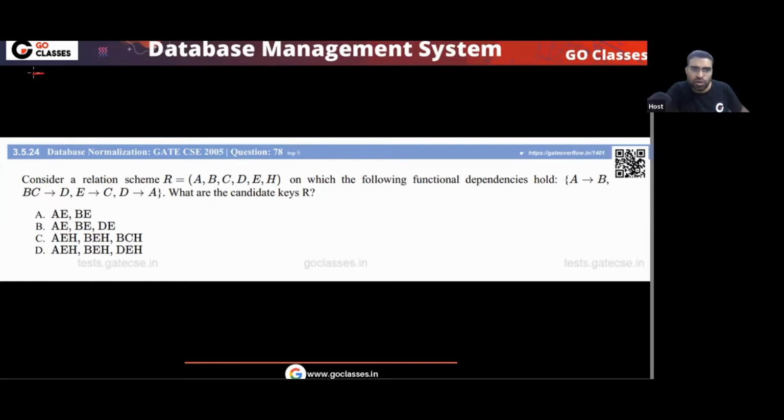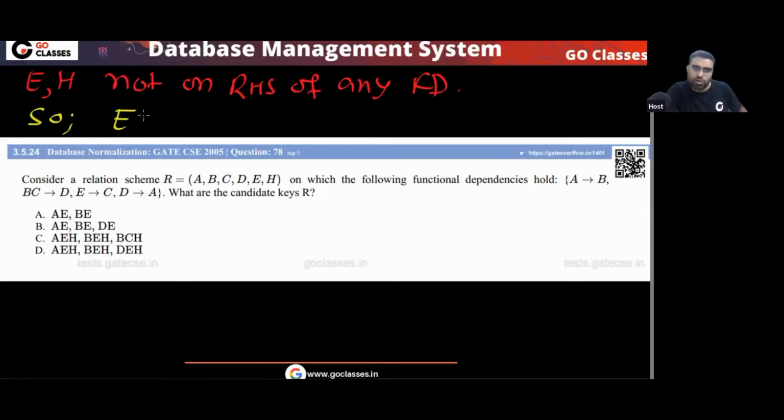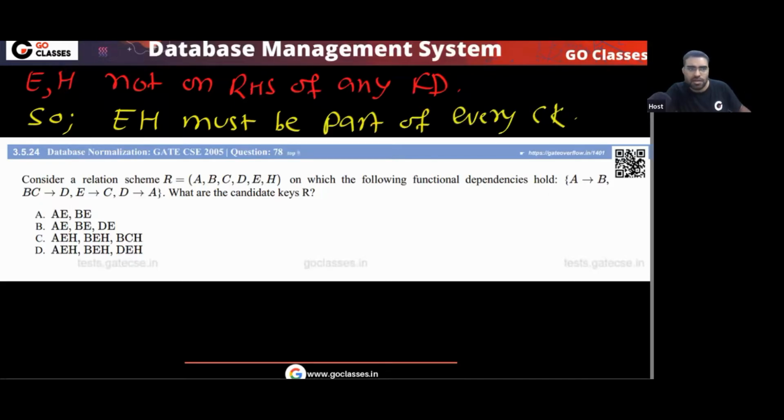Yes or no? So you can notice that E, H, these two attributes, are not on the RHS of any FD. So what should happen? They must belong to every candidate key. So this EH must be part of every candidate key. Correct? Okay, very simple.